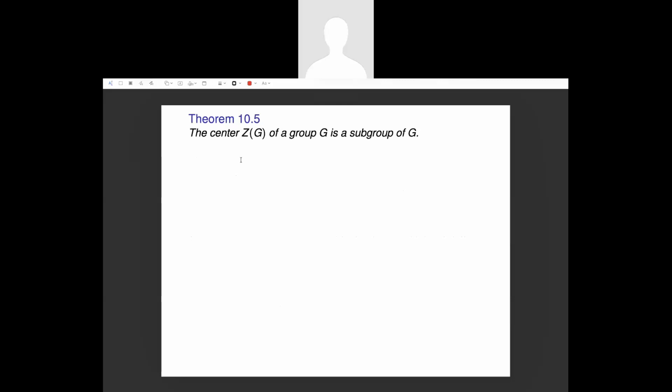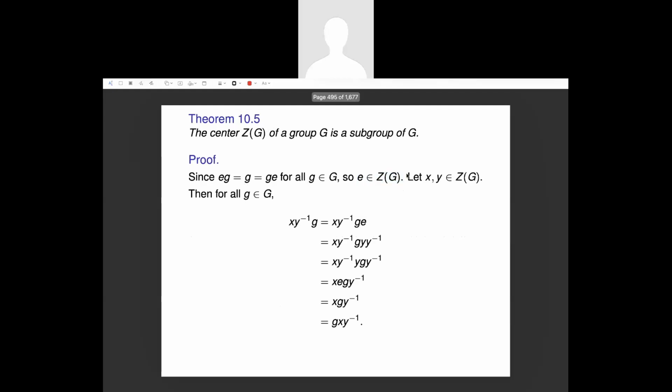Then we can show that AB inverse is also an element of the center Z(G). If these conditions are satisfied, then we can say that this is a subgroup of the group G. So Z(G) can be written as {a in G : ag = ga for all g in G}. E is an element of Z(G), so clearly it is non-empty. Let x and y be elements of this, and g be an element of G. So xy inverse g is the same as xy inverse g times e.